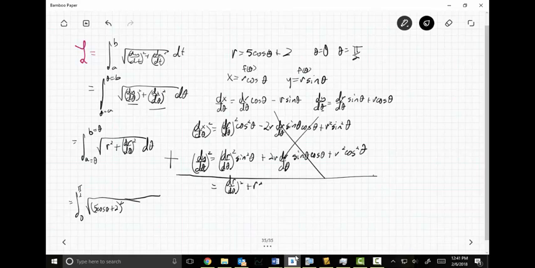Sorry about that. Let's erase this guy. I know dr over d theta is just what? Negative 5 sine theta. So this would be plus negative 5 sine theta squared, and then d theta, and I'm done. Whatever this number is that it equals. And that's it. It's kind of fun.